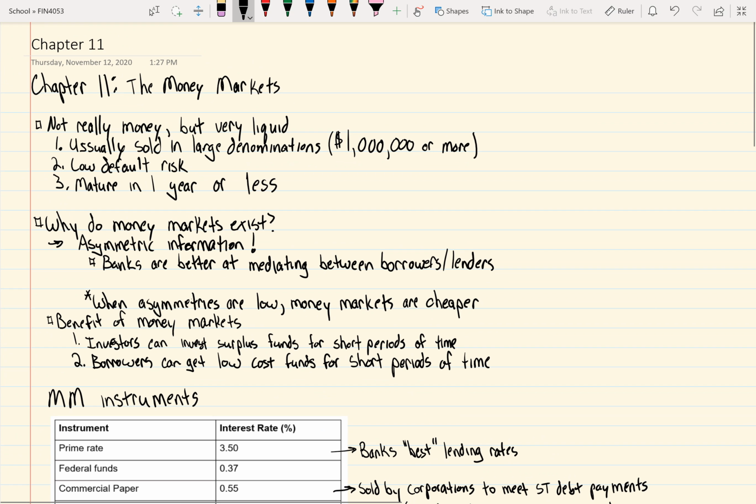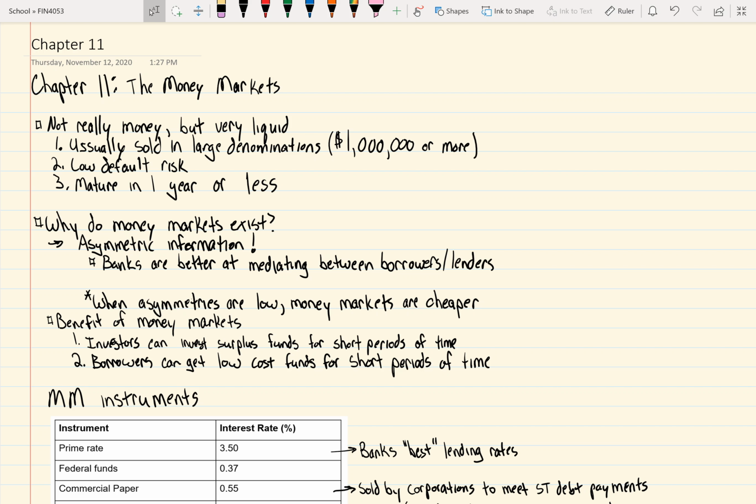So money markets. They start off, obviously, review the slides as you always do, by saying that it's actually a misnomer because the instruments in money markets are not actually money. They just call it that because it's close enough to money, because they're very liquid. They are investments, but they're not nearly as risky as the stock market or even corporate bonds. So they're not really money, but very liquid.